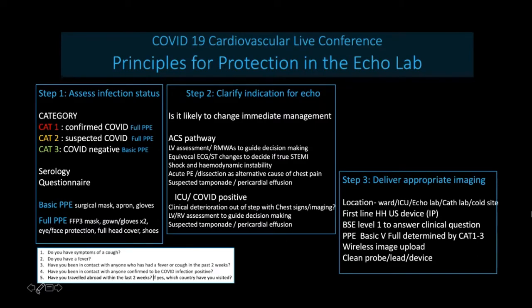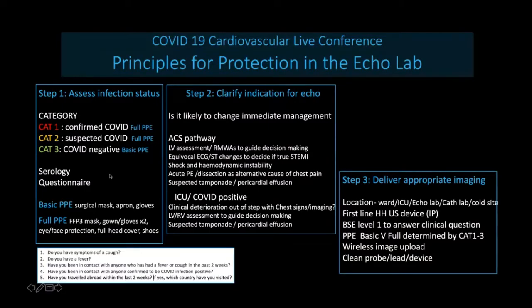So step one. So the first is to risk stratify the patient. And we've used a traffic light system, so red, amber, green, but essentially risk stratify the patients into those that are category 1, so confirmed COVID, or category 2, suspected COVID, and those patients require full PPE. And I've written down what we feel is the right level of PPE in this setting, given the backdrop of our view on what an echo procedure entails.